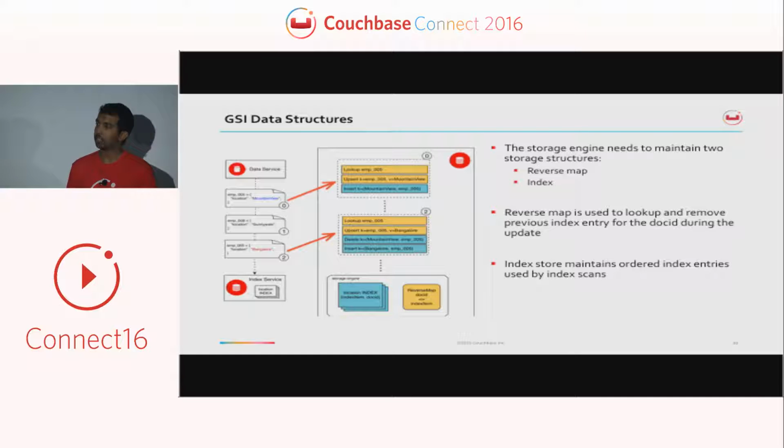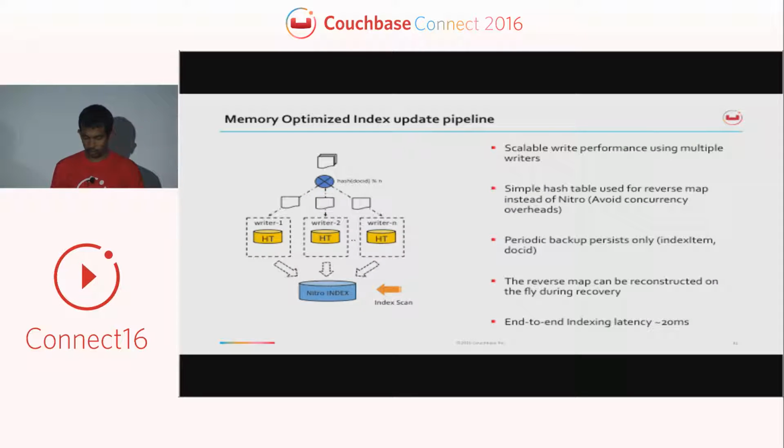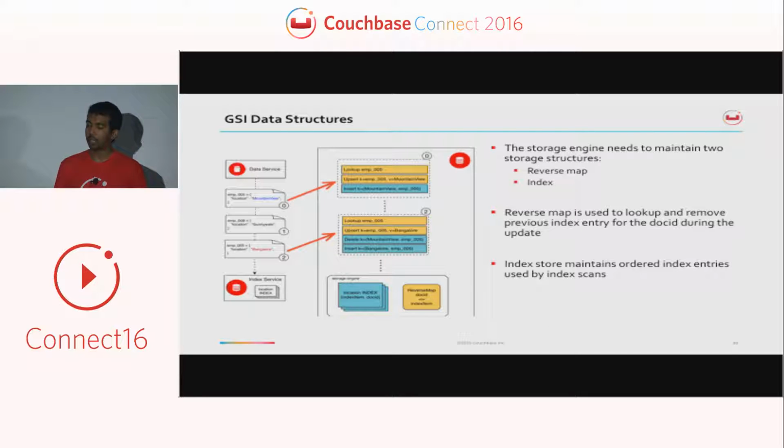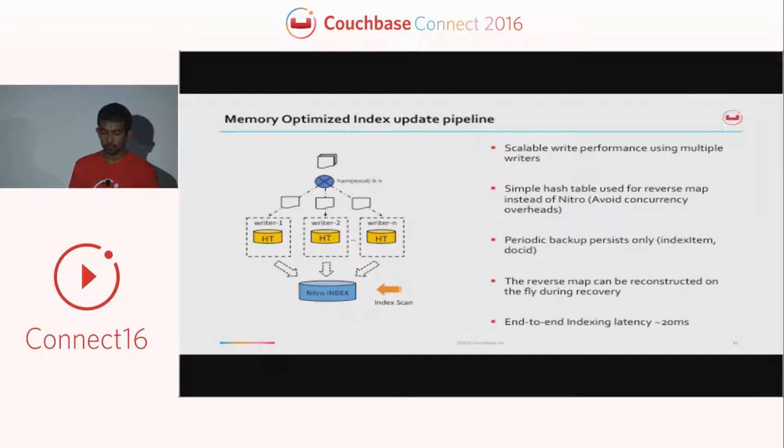In this case, first it has to remove the prior entry, which is Mountain View, and then add a new entry, which is Bangalore. So in order to get the prior version of the entry, we have one more data structure. We call it reverse map, which keeps a mapping between document ID and current index item. This reverse map is only used during the update as a support data structure, and the other index data structure is primarily used for all the index scans.